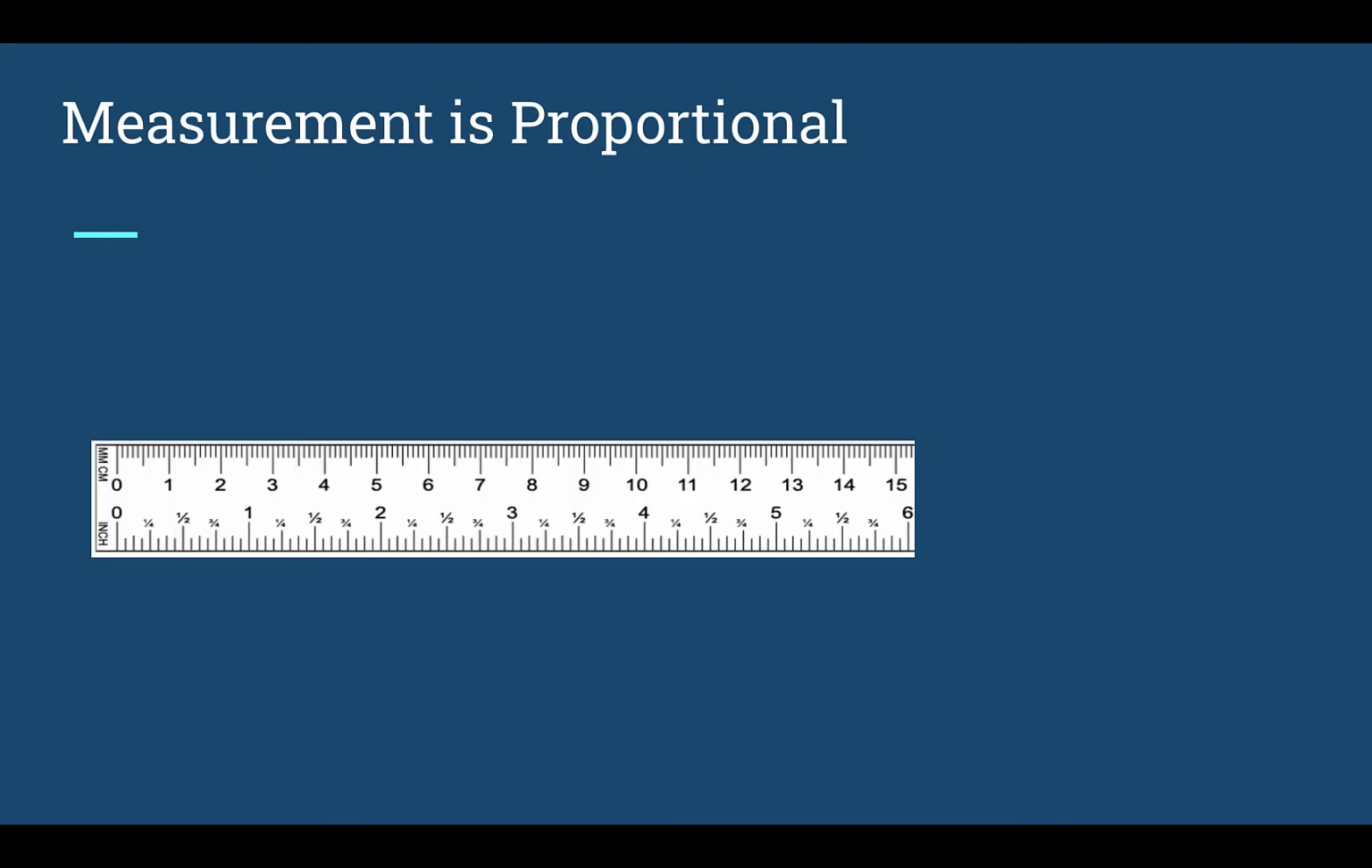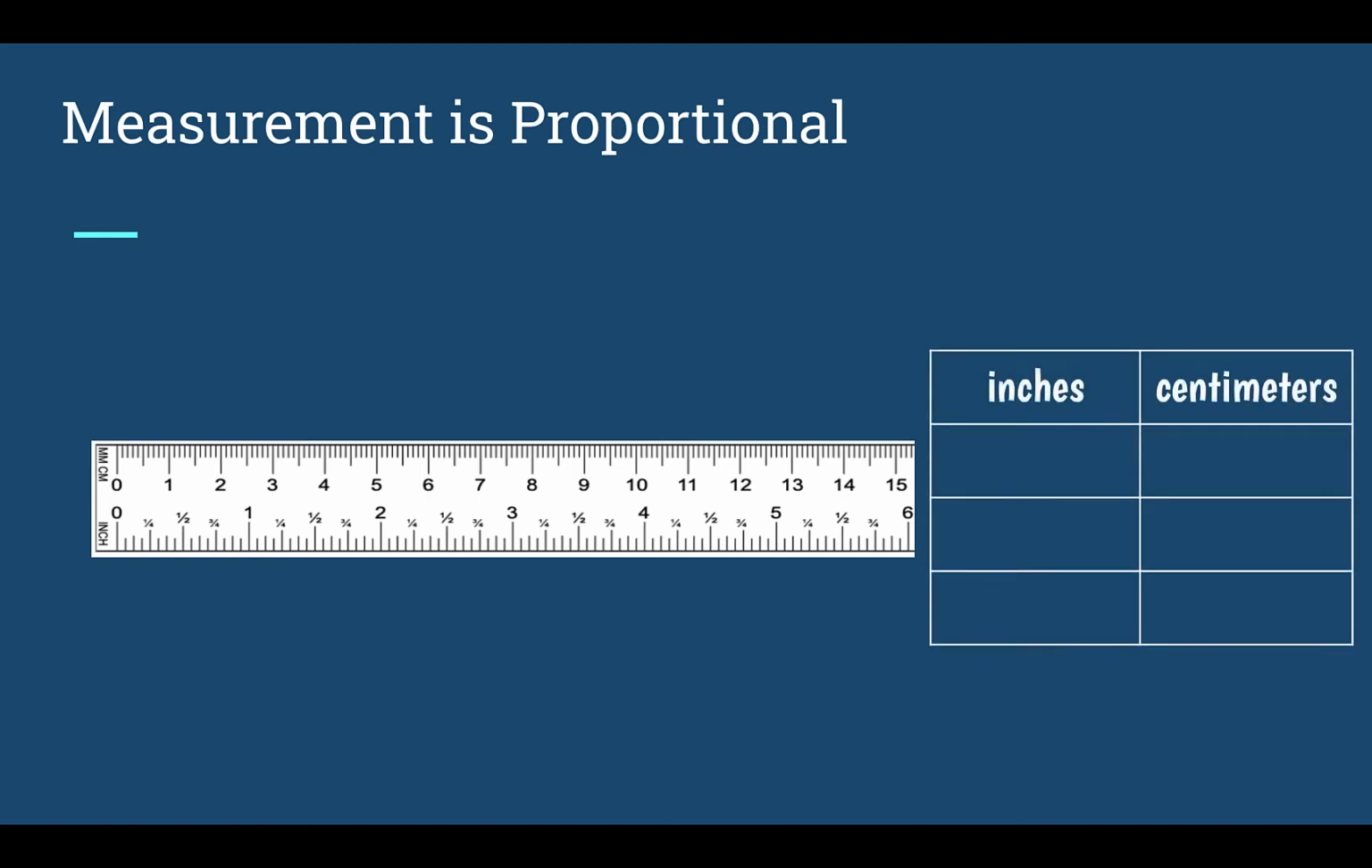The first part to this lesson is using measurement in proportional relationships. So measurement is proportional. Here we have part of a ruler. On one side we have centimeters, on the other side we have inches. So let's compare our centimeters to our inches. Well, 1 inch on the ruler is the same as 2.54 centimeters. It's the same distance.